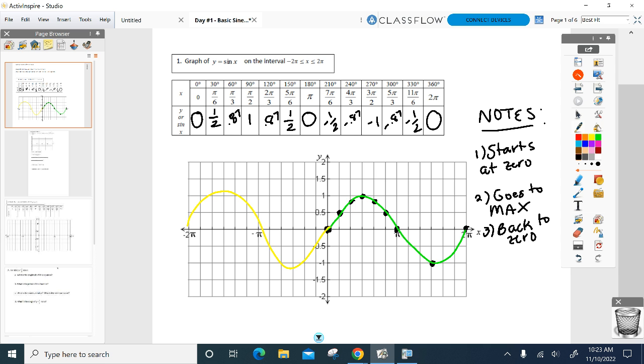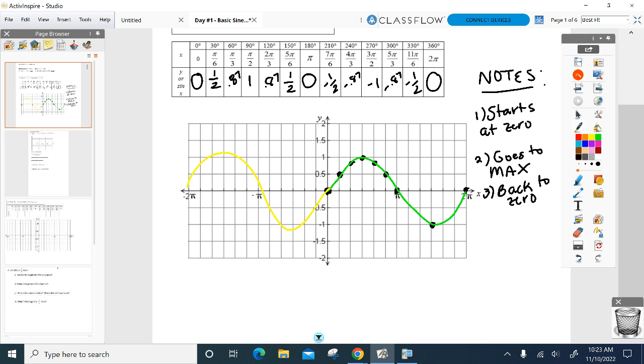Back to 0. Then goes where? 0, then it goes down to -1, but I want to call that the what instead? Minimum, because it's not going to be -1 every time. So it goes to minimum. And then ends where? Ends at 0.